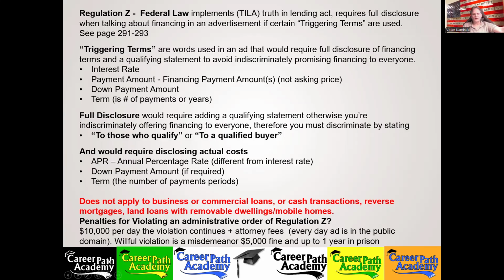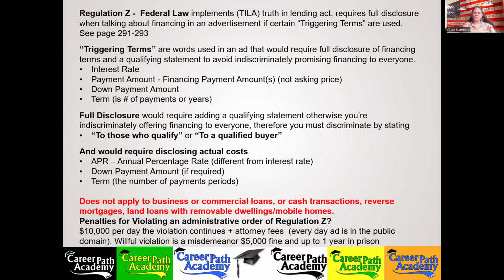Okay, so what's an APR? An APR is the annual percentage rate. It's always a little bit higher than the advertised interest rate because it includes all those one-time non-recurring fees associated with getting the loan. Like for real estate, an application fee, an appraisal fee. These are not fees that are recurring, but they are fees associated with getting the loan.